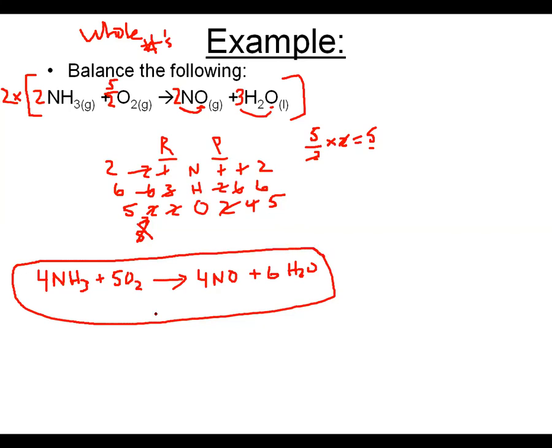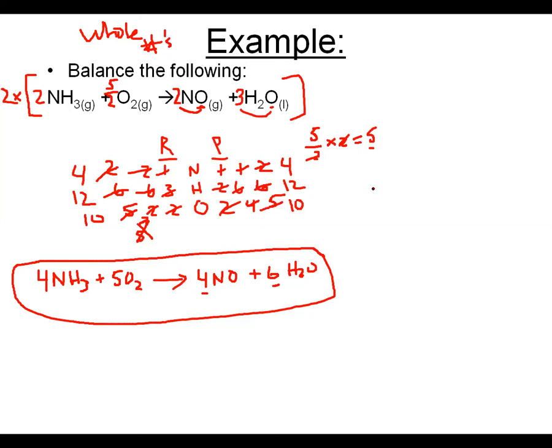So if we look at this, that is 4 nitrogens on the left-hand side. We also have 4 nitrogens on the right-hand side. We have 4 times 3 hydrogens on the left, which is 12. We have 6 times 2 hydrogens on the right, which is 12. We have 5 times 2 oxygens, which is 10. We have 4 oxygens here and 6 more here, gives us 10.